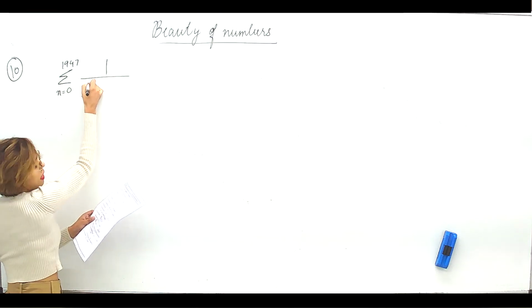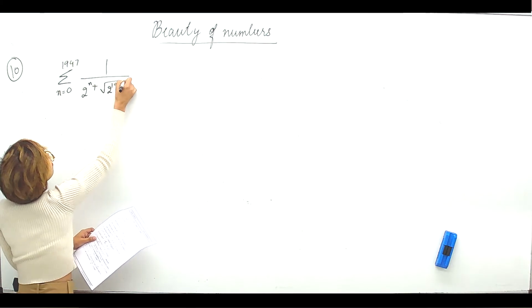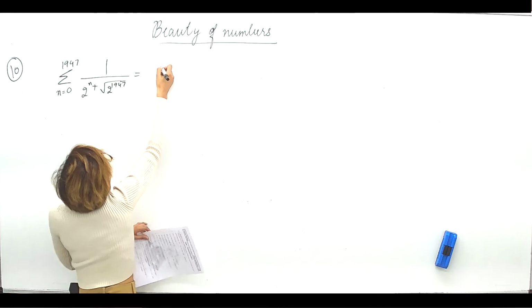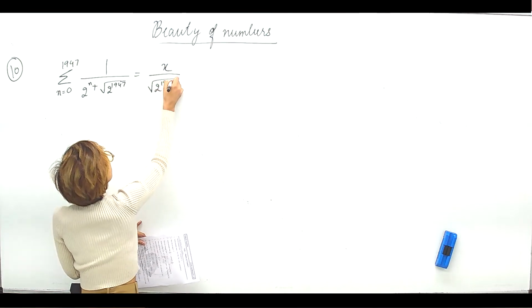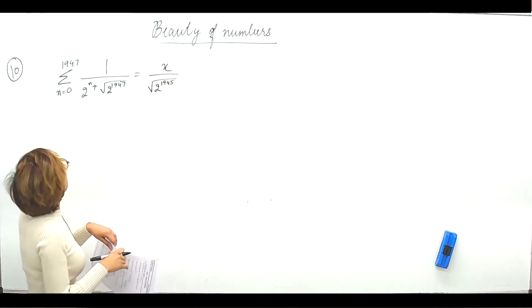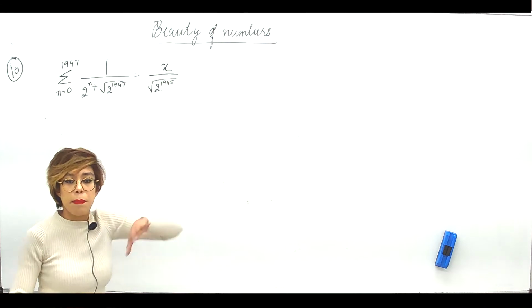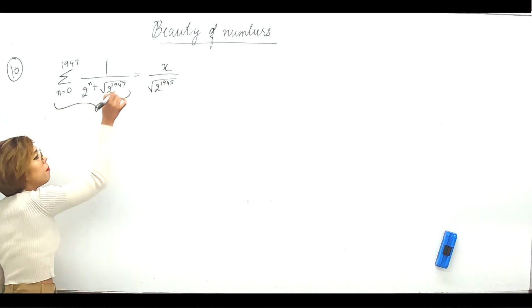Summation of 1 by 2 raised to n plus square root of 2 raised to 1947. This is equal to x, where it is also x divided by square root of 2 raised to 1945. Right? Obviously, if I am able to evaluate this, I can equate the two and get the value of x. So basically, I need to evaluate this sum.